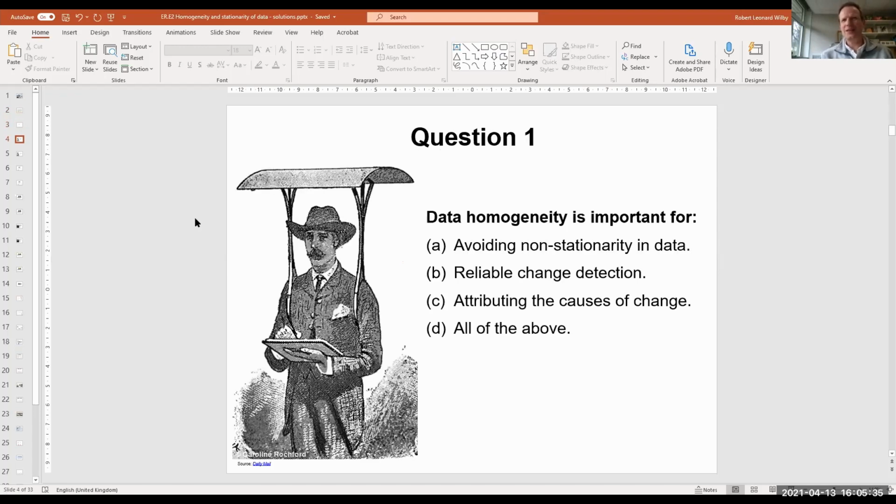Data homogeneity is important for avoiding non-stationarity in data, reliable change detection, attributing the cause of change, all of the above. Now, as with the researchers yesterday, I'm encouraging you to chat with your neighbor for 20 or 30 seconds to see if you can arrive at a shared view on what the correct answer might be. Off you go.